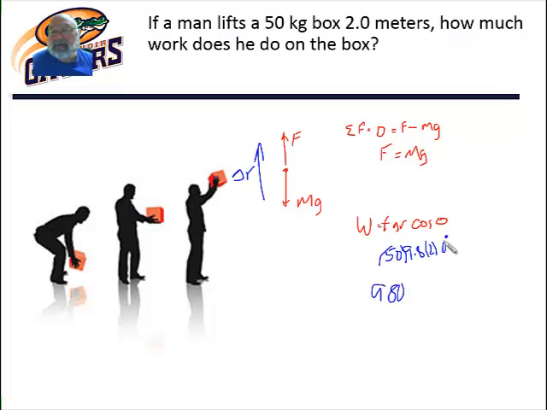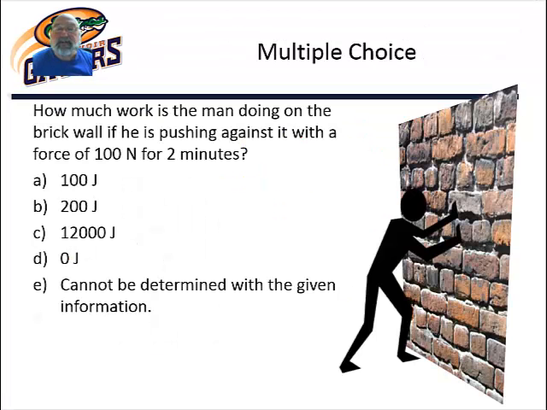And I probably should fix this here. It's not just multiplying by 0 degrees. It is cosine of 0 degrees. So let's get that in there right. And if you remember, cosine of 0 degrees is times 1. So the work done by the man is equal to 980 joules. Next up is your multiple choice question.